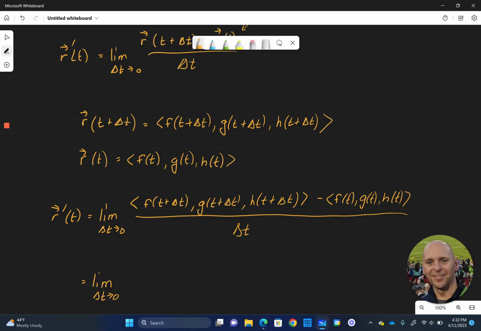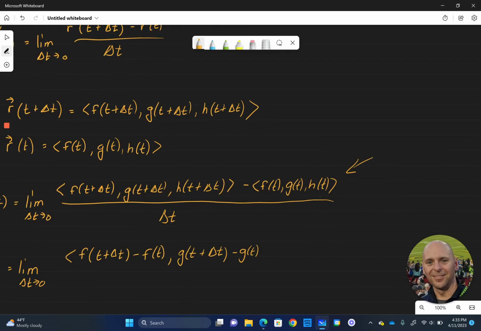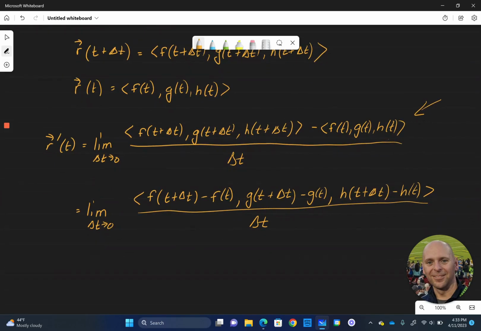Limit as delta t goes to 0. In the numerator, we're going to do the subtraction. This is going to be f of t plus delta t, subtracting component by component, minus f of t. We're going to have g of t plus delta t minus g of t, and h of t plus delta t minus h of t. And again, that's still all being divided by delta t. So we're a little bit closer.